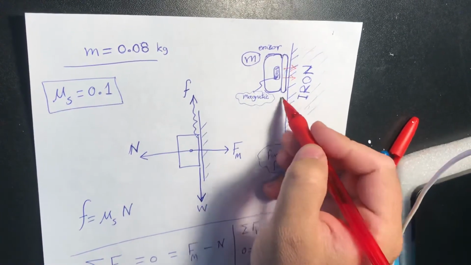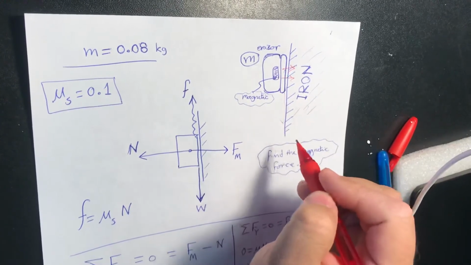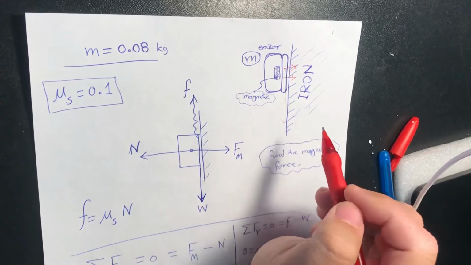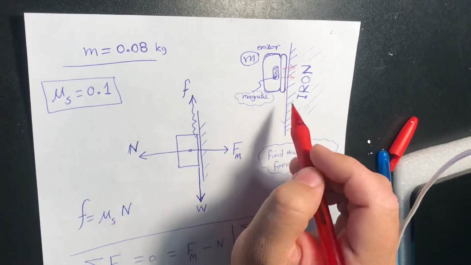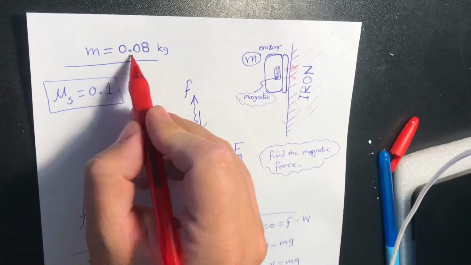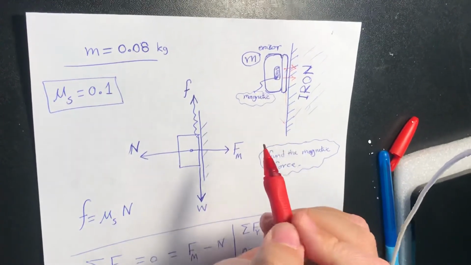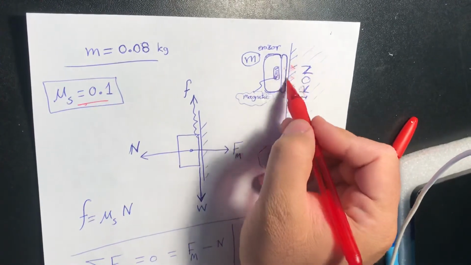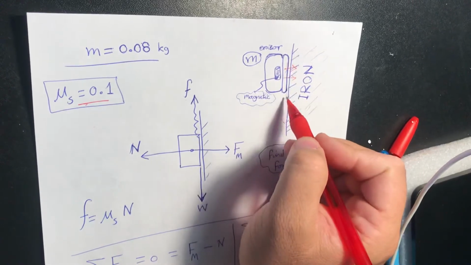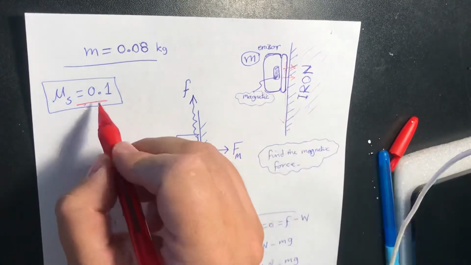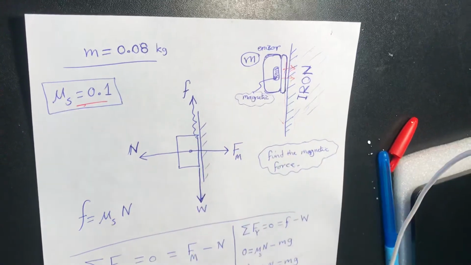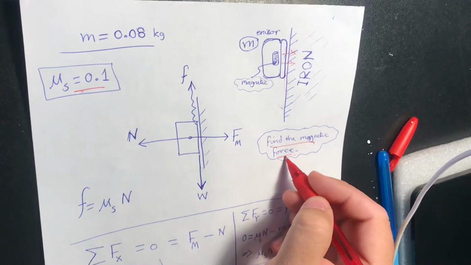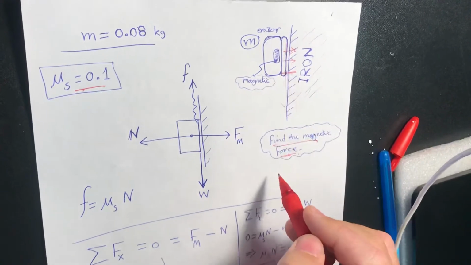In general, without this magnet, the eraser will fall down. But what is the purpose of this magnet? Now we will see that if the mass of the eraser is 0.08 kilograms and the friction coefficient between the surface of the eraser and the surface of the blackboard is 0.1, unitless, we need to find the magnetic force between the two objects.